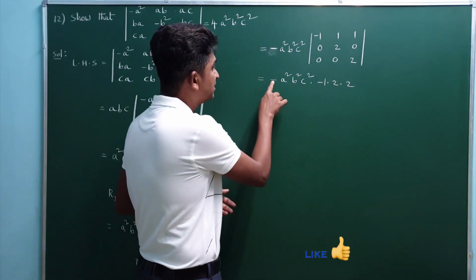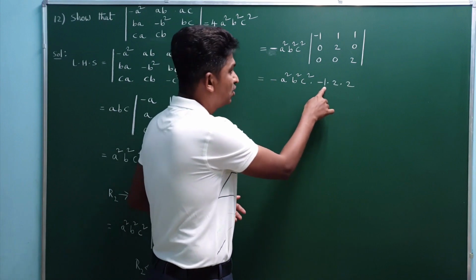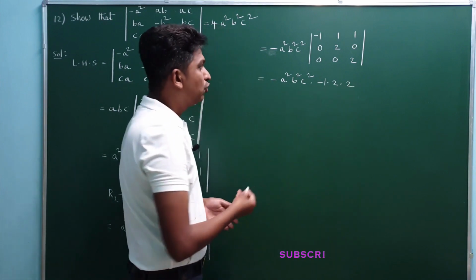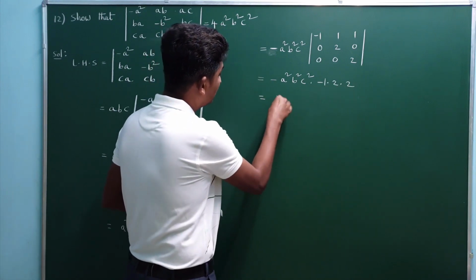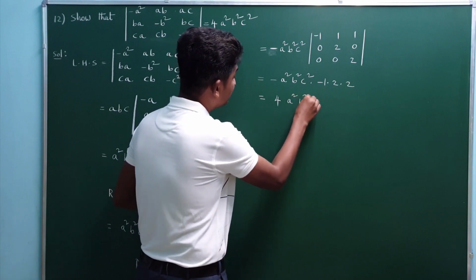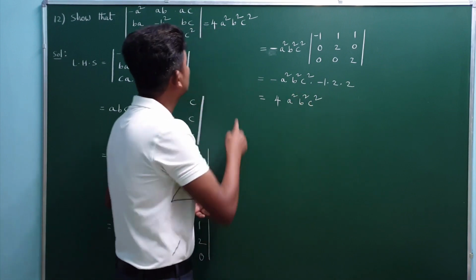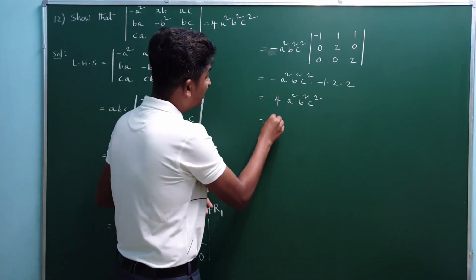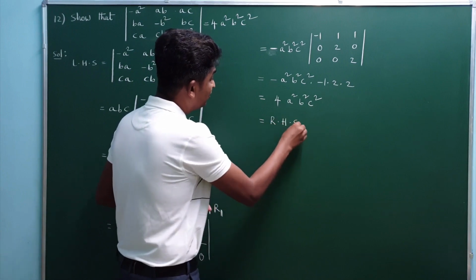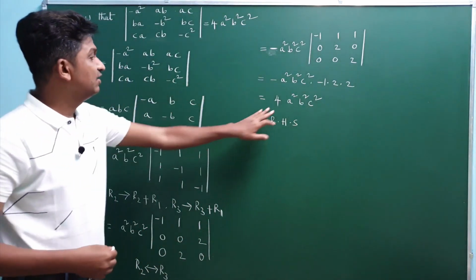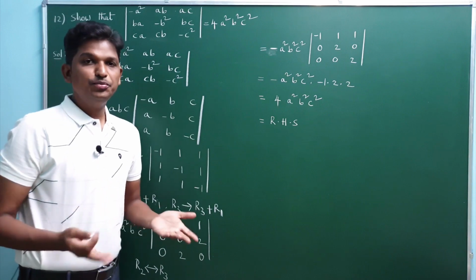When you multiply here, minus of minus will become plus. 1 into 2 into 2 is 4. So what you will get? That is 4 times a square, b square, c square. So this is the required RHS. What happened? We started with LHS and we got this RHS. So we proved this problem.